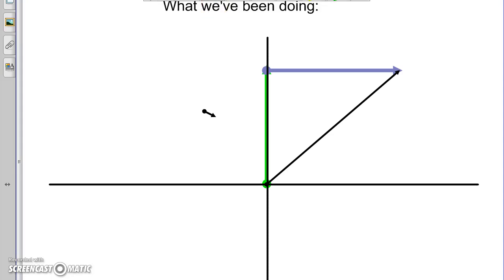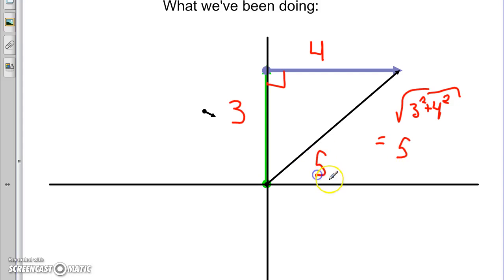either, because we knew that this is a right triangle, right? So we have this angle here, and if this side is 3 and this side is 4, well, then we said, okay, to get this side, we just take the square root of 3 squared plus 4 squared, and when you do that, you should get 5. So this side would be equal to 5.